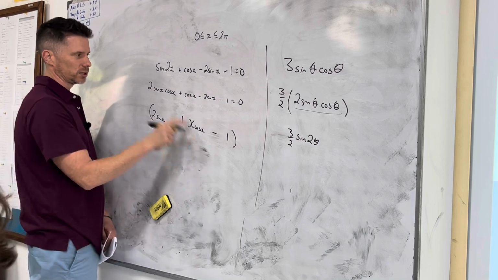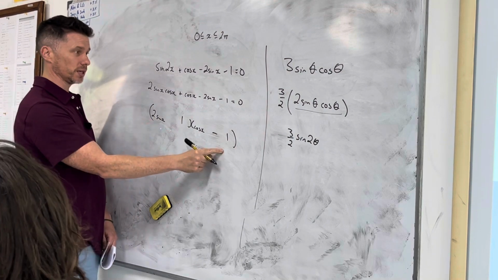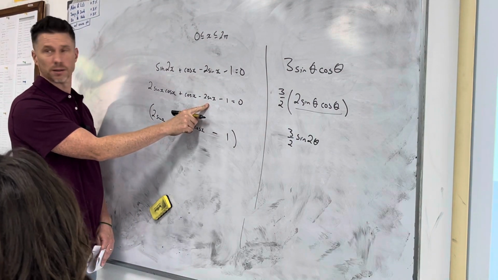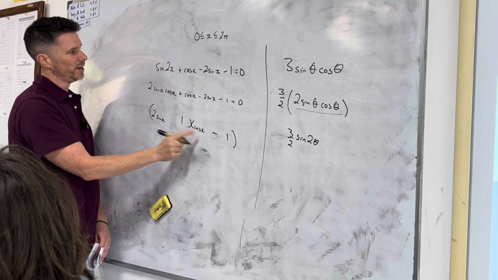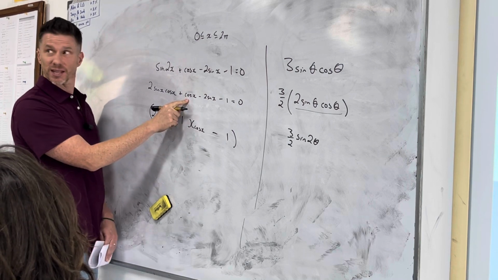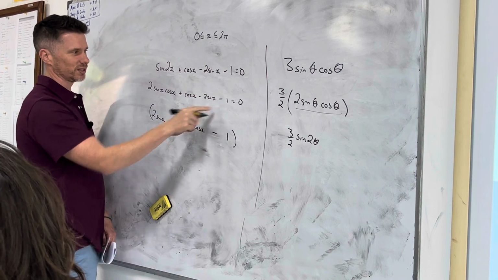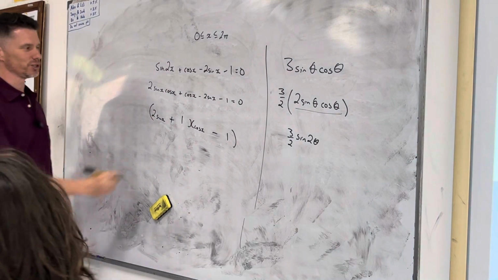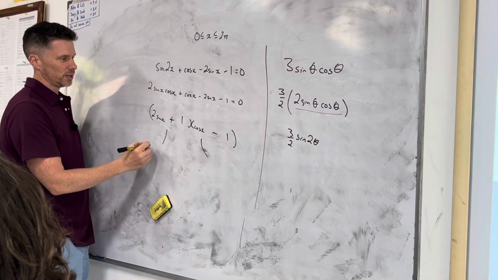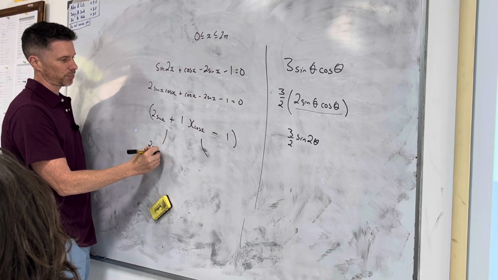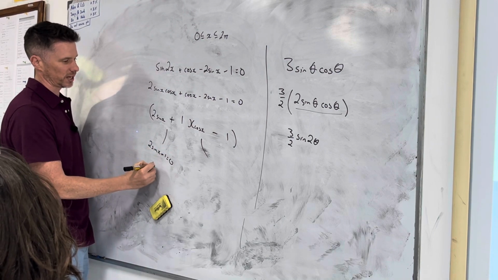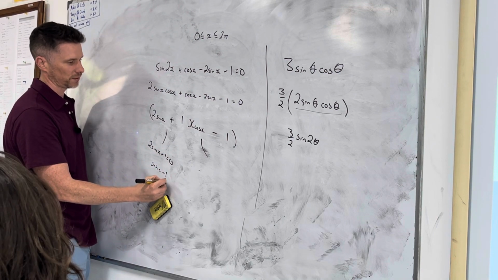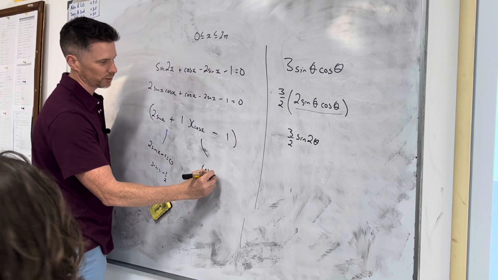So this times this does give the first term. This times this does give that. This times this does give that. And this times this. So what sign must this be? Plus. He's a genius. And then you can finish. So 2 sine x plus 1 equals 0. Sine x then is equal to negative 1/2, and cosine x is equal to 1.